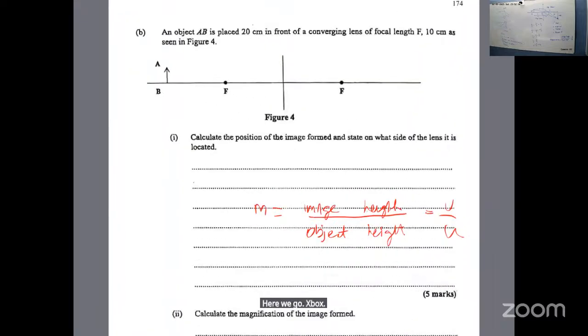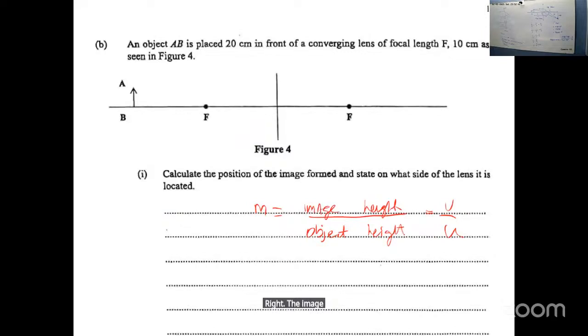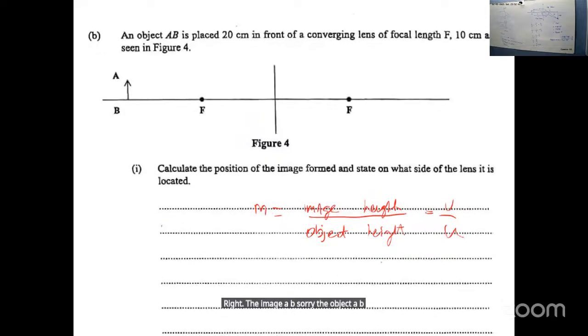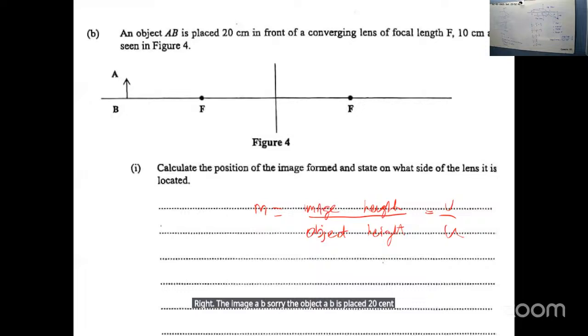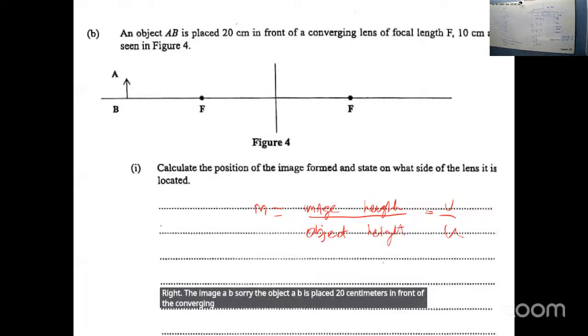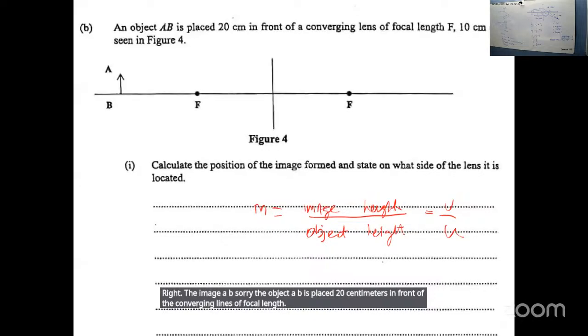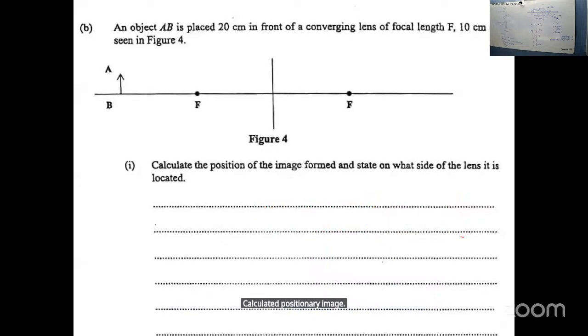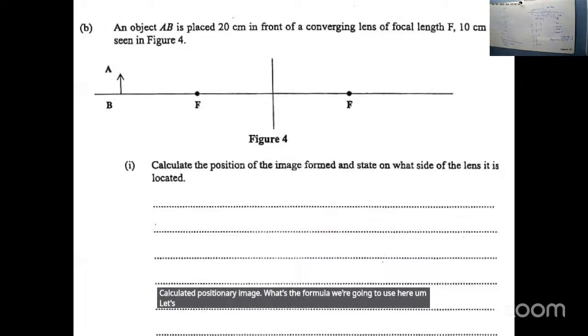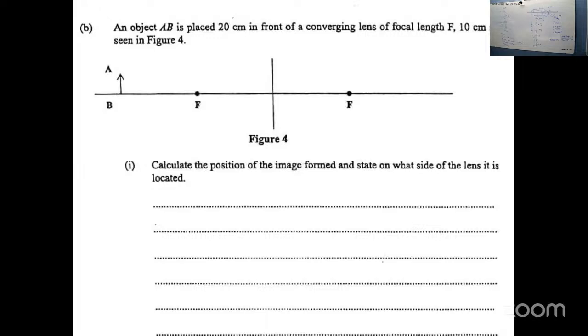Next part. The object AB is placed 20 centimeters in front of a converging lens of focal length 10. Calculate the position of the image. What's the formula we're going to use here? Cupid, tell me the formula. That's 1 over F is equal to 1 over U plus 1 over V.